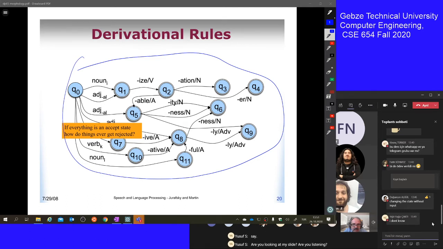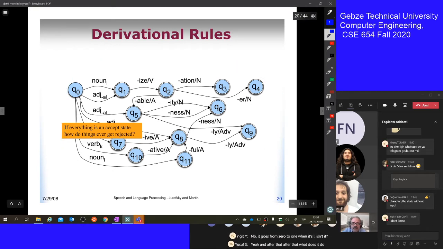There is noun I at the top, and there is noun L at the bottom. So if you follow noun I, what do you see? It goes to Q1, state 1. It goes from 0 to 1 when it's I, and after that, what does it do? It goes from Q1 to Q2 using what? Eyes. So just come up with an example, a noun that can take an eyes.